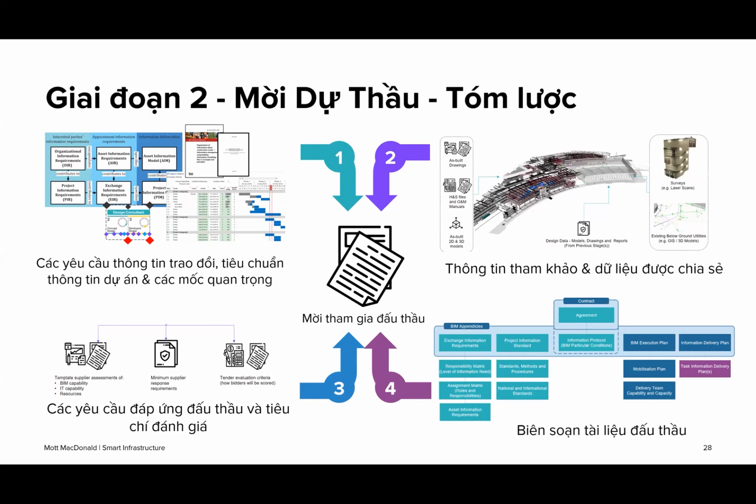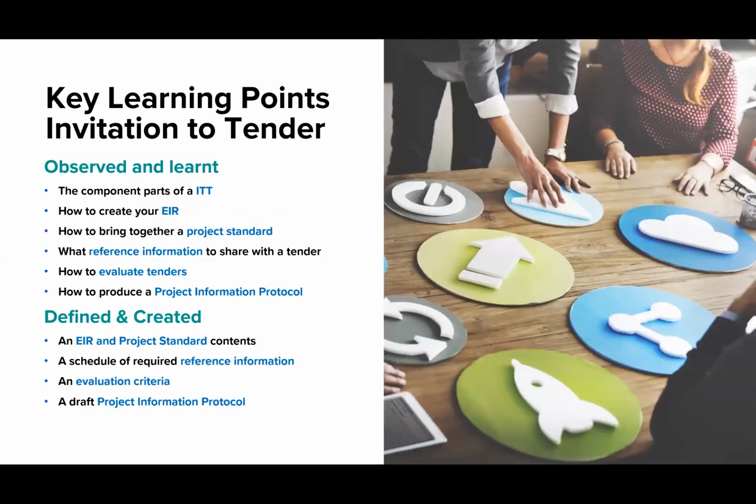Okay. So key learning points from this stage. What this stage looks to deliver is showing you what the component parts are of an ITT and then how to create them. Basically, whether it's your information requirements, your standards, how to gather that reference information, or also looking into the contracts and how to put that together in the way that's led by a Vietnam BIM steering group methodology and aligning with the legal and technical framework of Vietnam.